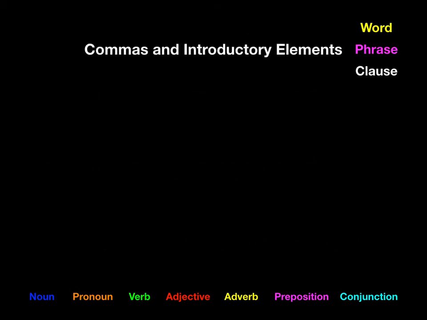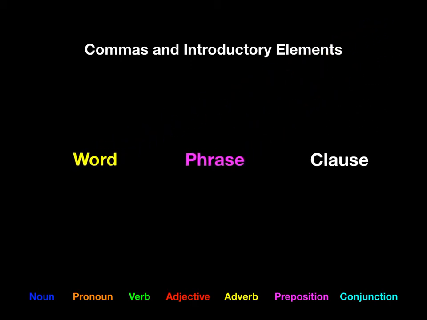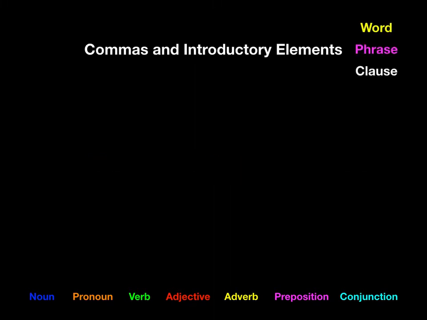You have now been introduced to how commas work with introductory elements. Introductory elements can be words, phrases, or clauses. If a word, phrase, or clause comes at the beginning of a sentence and does not modify its subject, we need to place a comma after these. Before we quit today's lecture, let's take a look at a few additional examples to solidify what we have learned.